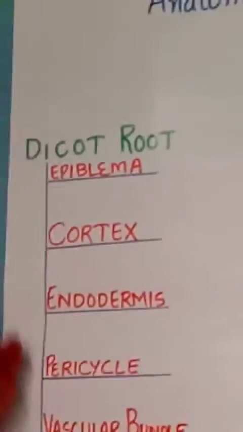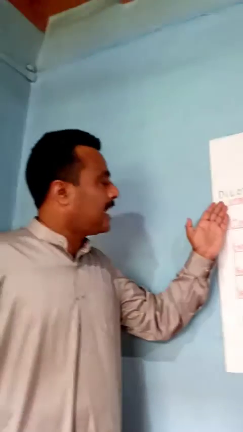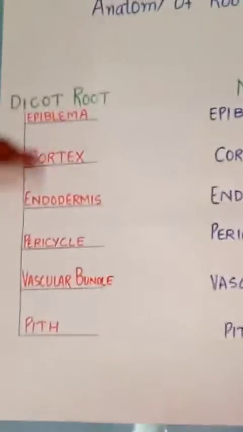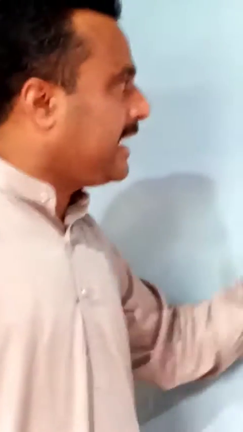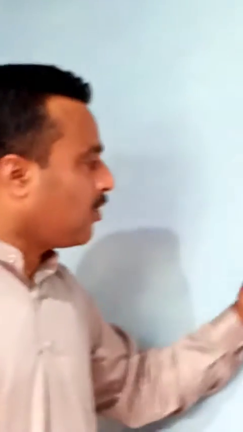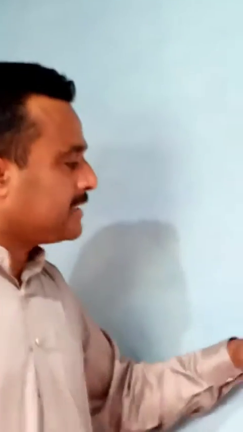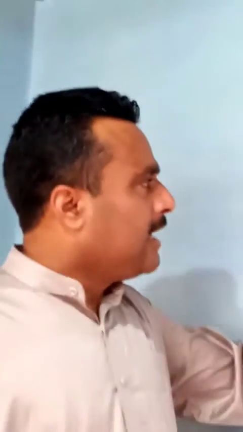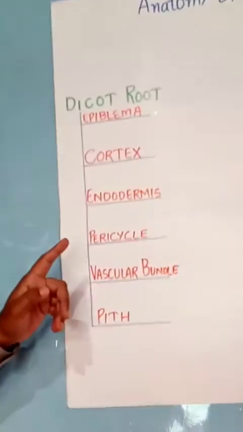Now let us discuss the anatomy of the dicot root. As I have already told you, the anatomy of the dicot root can be studied under these various headings: the epiblema, the cortex, the endodermis, the pericycle, the vascular bundle, and the pith. Now what is this epiblema? This epiblema is the outermost layer of the root, and it is mainly uniseriate.